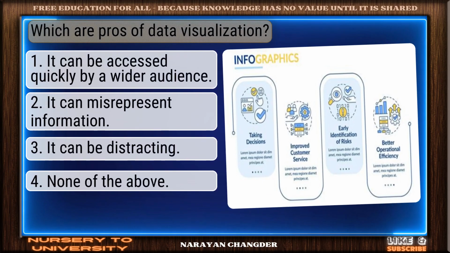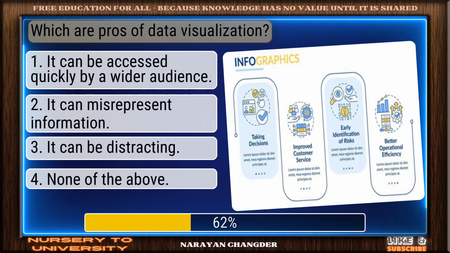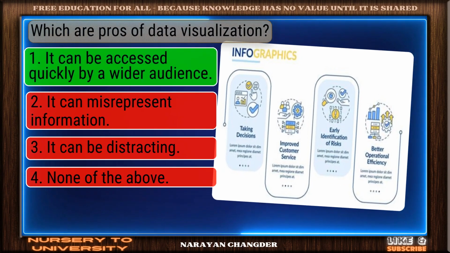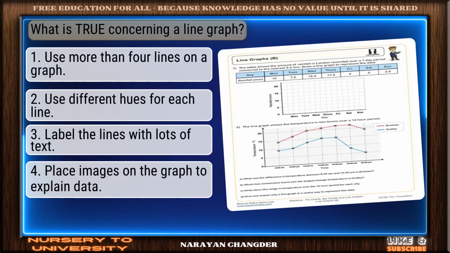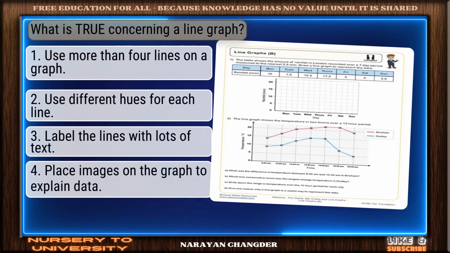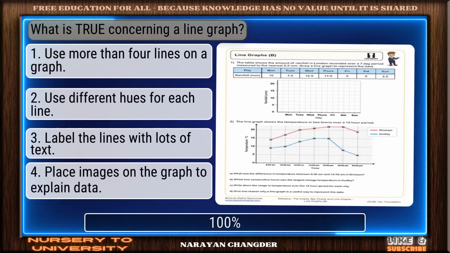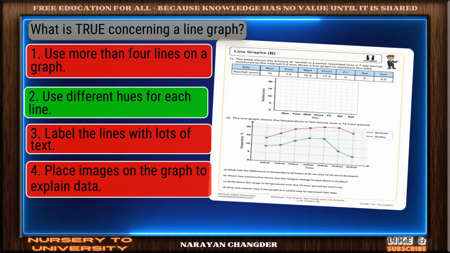Question number 51. Which are pros of data visualization? Right choice. It can be accessed quickly by a wider audience is the best answer. Question number 52. What is true concerning a line graph? Nicely done. Use different hues for each line is a solid answer.